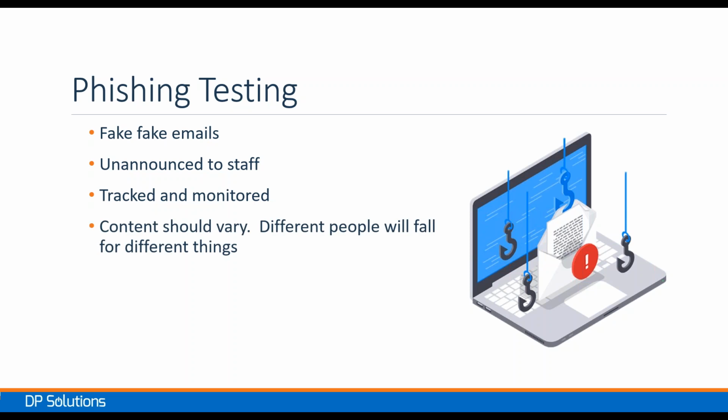The content should really vary. Different people will fall for different things. In a real life scenario, I have a client, I'm not going to say who it is, but we have quarterly phishing tests set up for them. And on the first of their annual tests, we had 0 failures. We barely had anybody click through. Nobody really fell for it. It was a banking type email, and nobody fell for it.